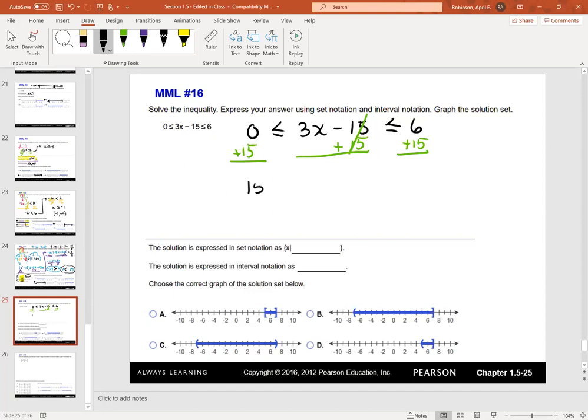So I'm going to have 15 is less than or equal to, all that's left in the middle now is the 3x because I got rid of the minus 15. And 6 and 15 is 21. And now I'm going to divide off the 3 so that that cancels. But I got to divide 3 at the left end and divide 3 at the right end.